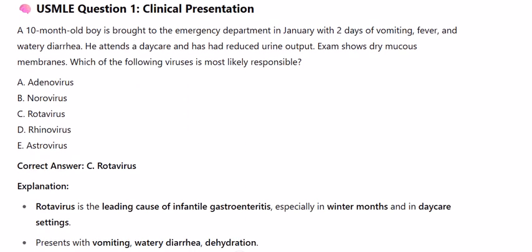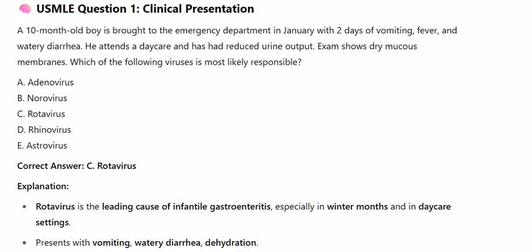USMLE Question 1. Clinical presentation. A 10-month-old boy is brought to the emergency department in January with 2 days of vomiting, fever, and watery diarrhea. He attends a daycare and has had reduced urine output. Exam shows dry mucous membranes. Which of the following viruses is most likely responsible?